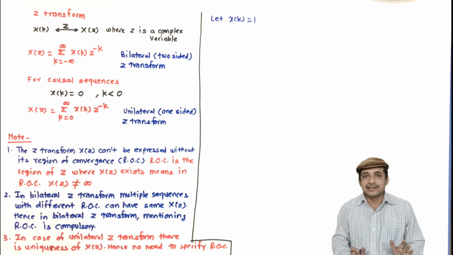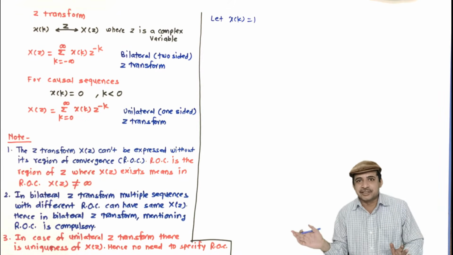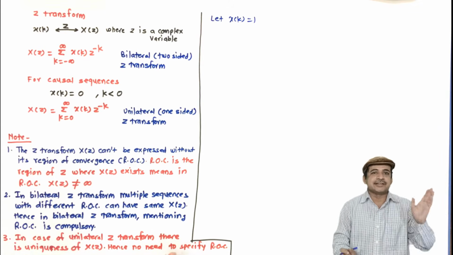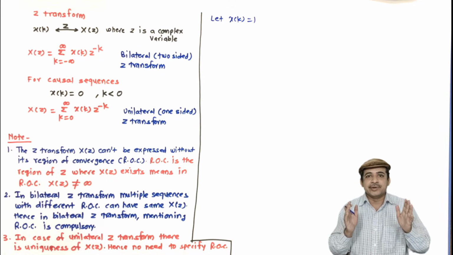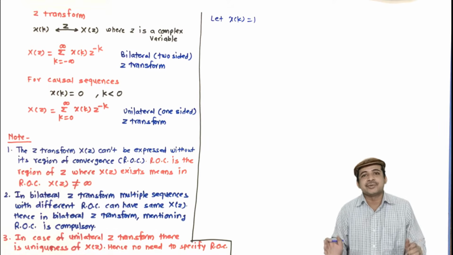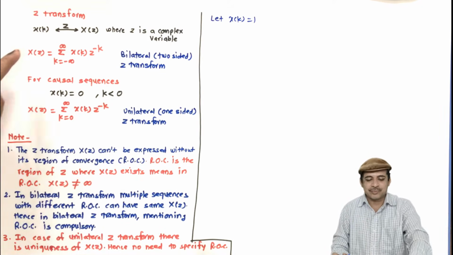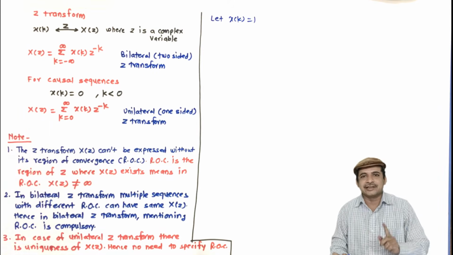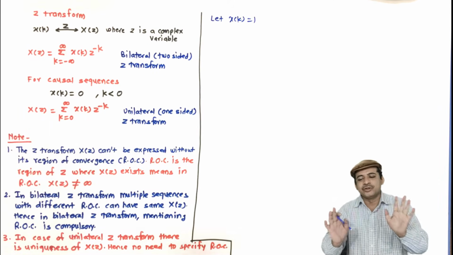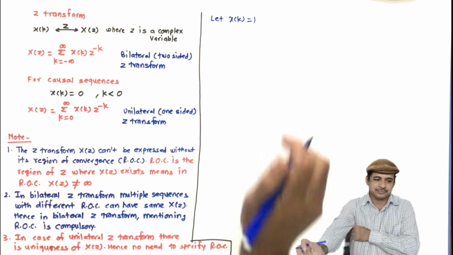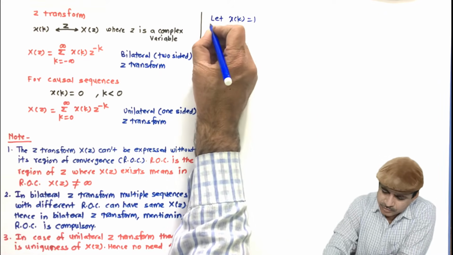But in case of bilateral, the ROC for a right sided signal is different, and the ROC of a left sided signal is different, and the signal may even be both sided. In that case, the ROC is different. So a signal may have multiple ROCs in case of bilateral, but in case of unilateral, there is only one ROC, hence no need to mention. So we will see it here.